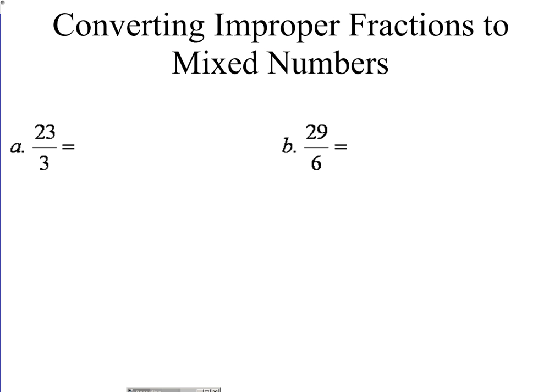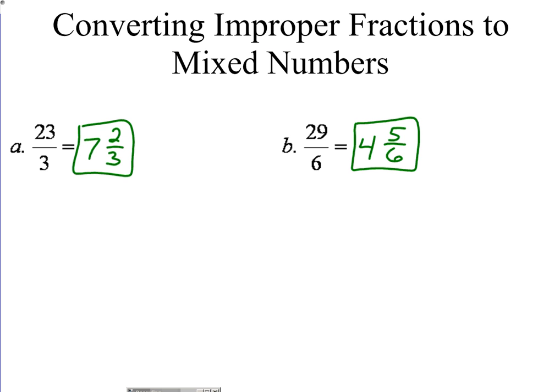Converting improper fractions to mixed numbers, so now going the opposite way. Again, without a calculator, the thought process that you would be going through is how many times does 3 divide into 23? It goes 7 times. How many are left? 2. So we would get 7 2/3. 29/6. How many times does 6 divide into 29? 6 goes into 29 4 times. How many are left? 5. So we would get 4 5/6.